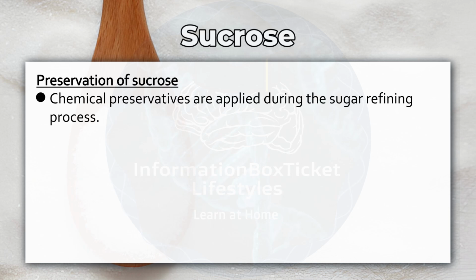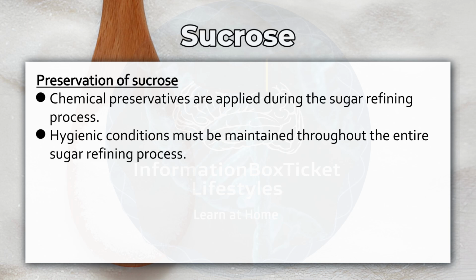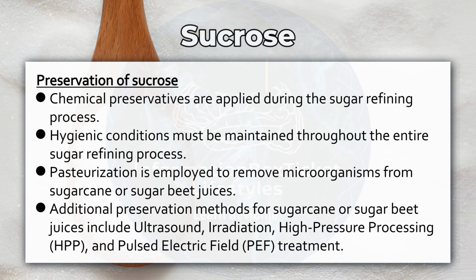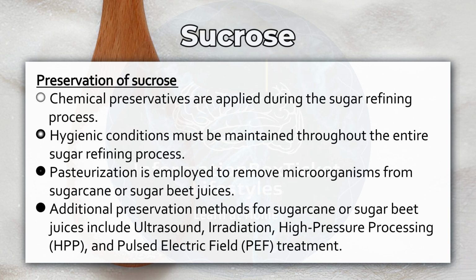Chemical preservatives are applied during the sugar refining process. Hygienic conditions must be maintained throughout the entire sugar refining process. Pasteurization is employed to remove microorganisms from sugarcane or sugar beet juices. Additional preservation methods for sugarcane or sugar beet juices include ultrasound, irradiation, high-pressure processing, and pulsed electric field treatment.